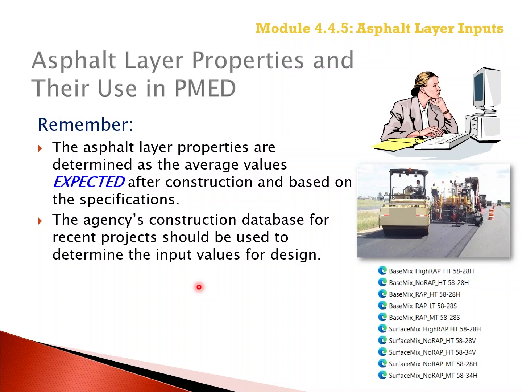The asphalt layer properties represent the average values expected after construction and are based on the material specifications. Again, they represent average values at the time of construction. The agency's construction database from recent projects can be used to determine the average values for design and are typically included in the XML asphalt material library files to be used in structural design.